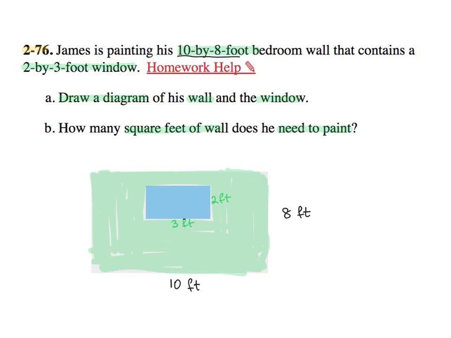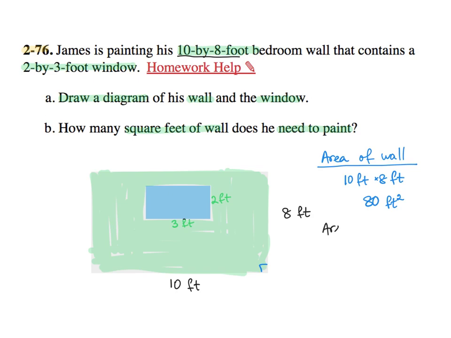So I'm going to find the area of the whole wall. We have a 10 by 8, so area of wall. Remember, we want to multiply the length times the width. We have a rectangle, so it's going to be 10 feet by 8 feet. That gives me 80 square feet, so FT to the power of 2. This is all of it if I was going to do the whole wall and the window, right? So all of it.